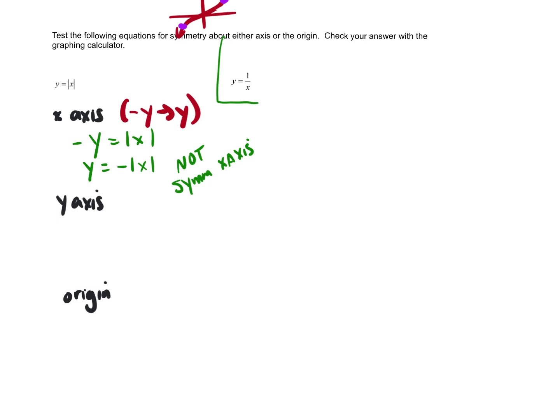So, not symmetric to the x-axis. Now, let's try the y-axis. For the y-axis, we're going to put negative x in for x. So if I do that, I get y equals the absolute value of negative x.